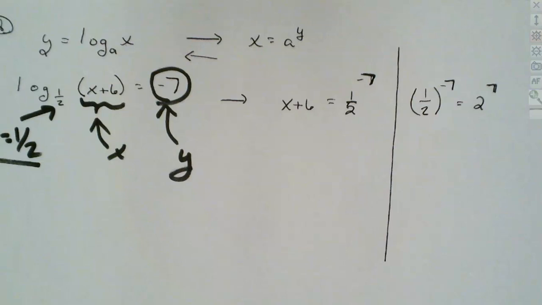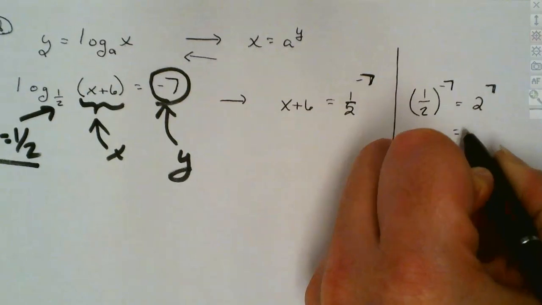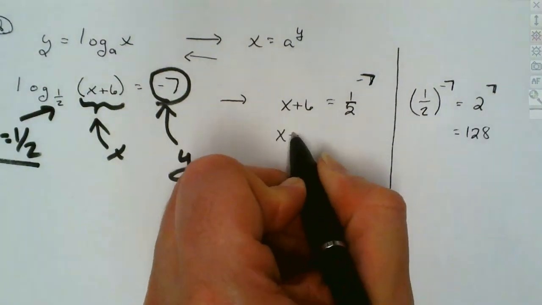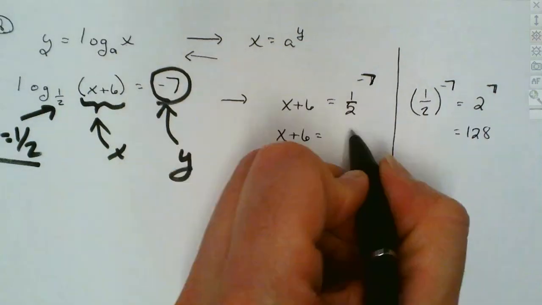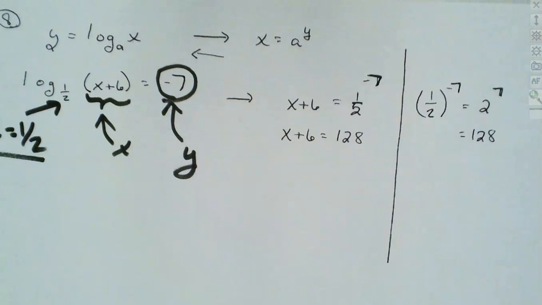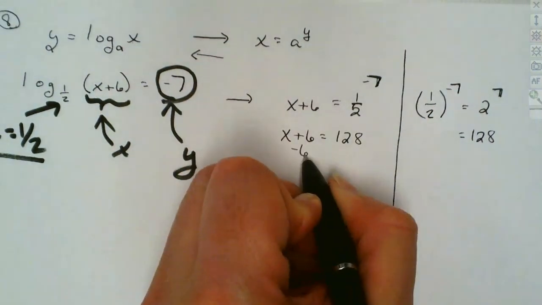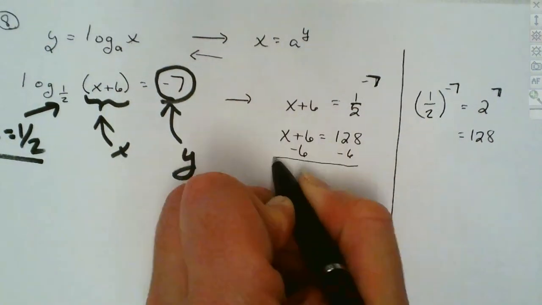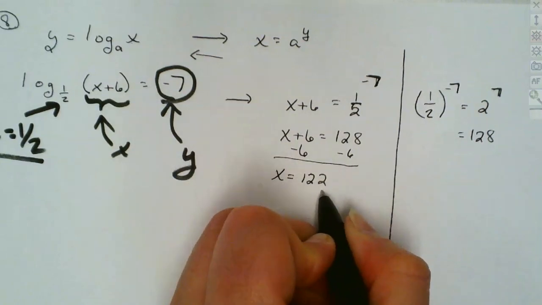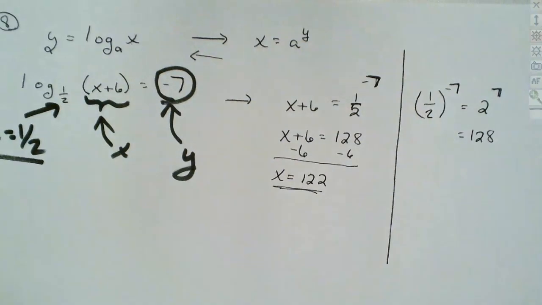And 2 to the 7th power, using the y to the x or caret key, 7, would be 128. So now we've got x plus 6 equals 128. Move that 6 over, and that now gives you x equals 122.